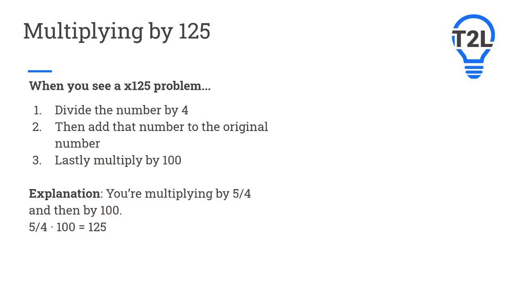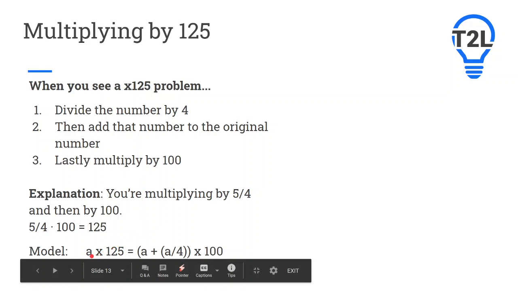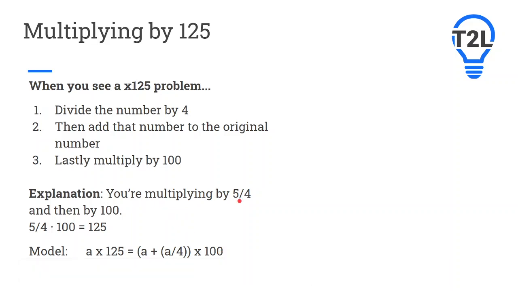Similar, this has an extra step in between. First, start by dividing by 4, and then whatever number you get after dividing by 4, add that back to the original number. So looking at the model, if you have a number a times 125, first divide a by 4, then add it back to the original a, and then multiply that by 100. The reason is because you're basically multiplying by the fraction 5/4, and then by 100. So that's why that method works.